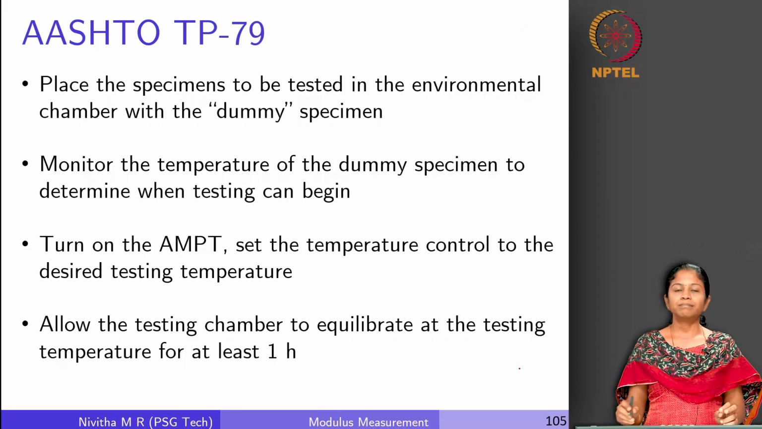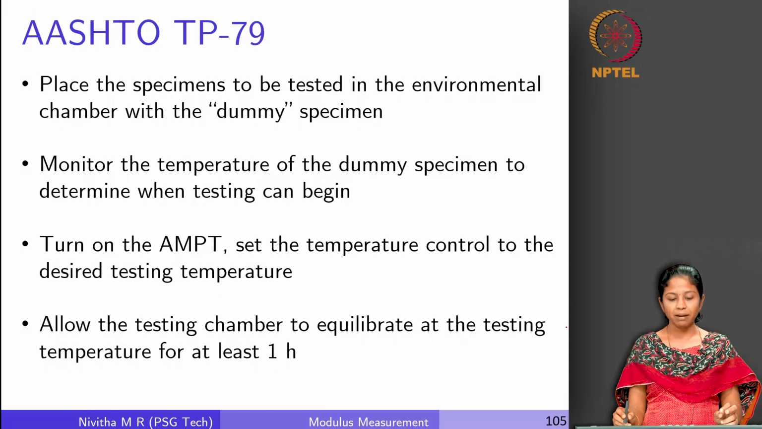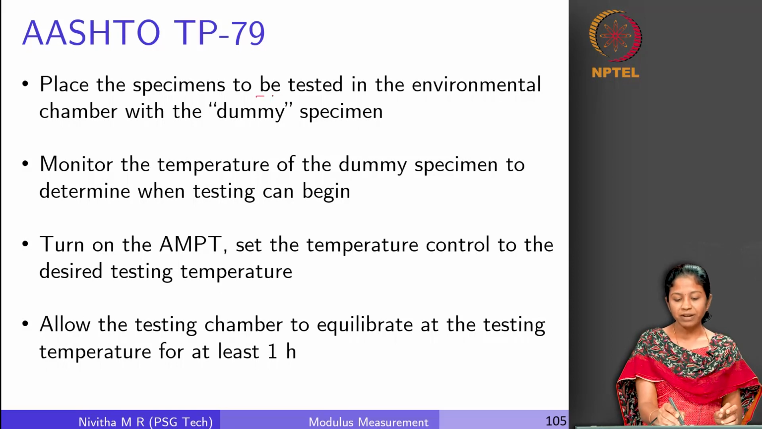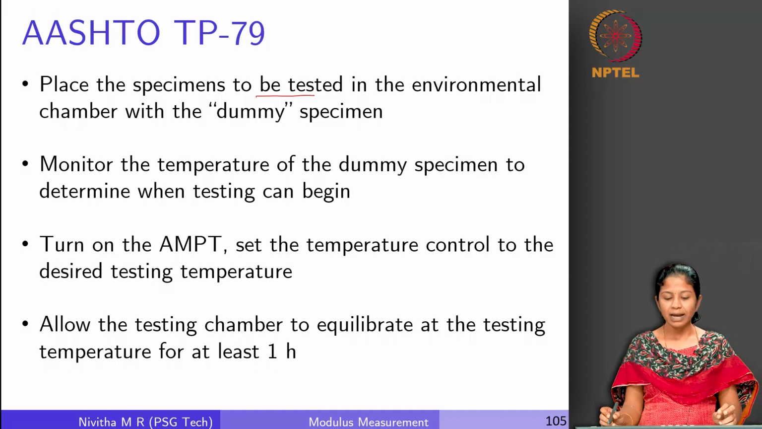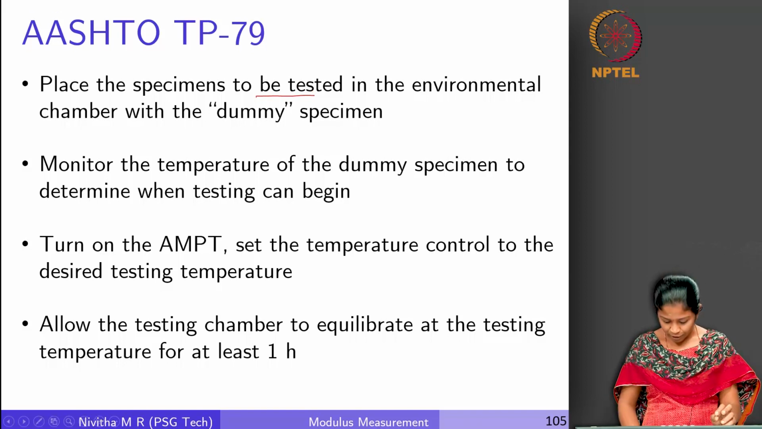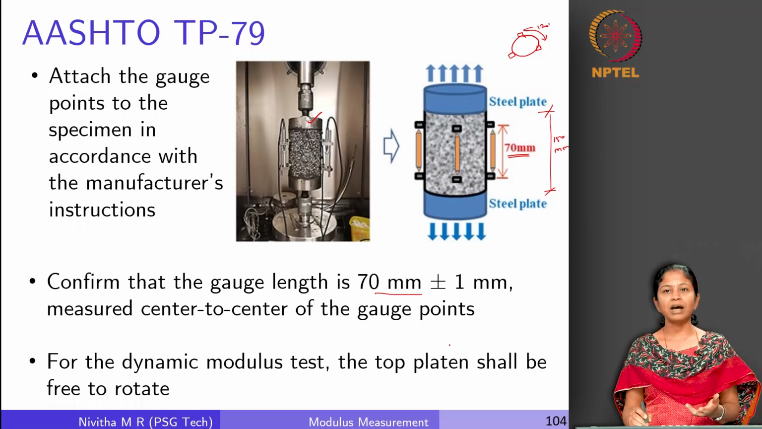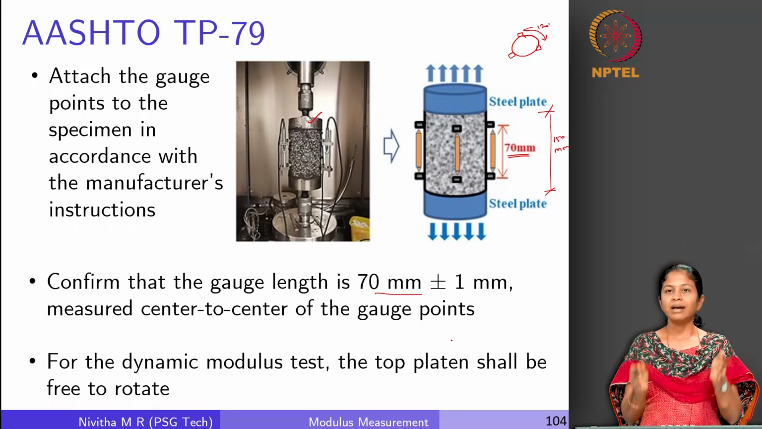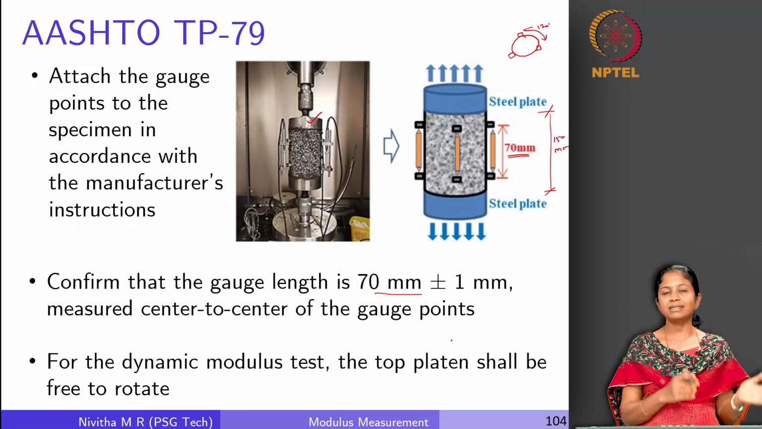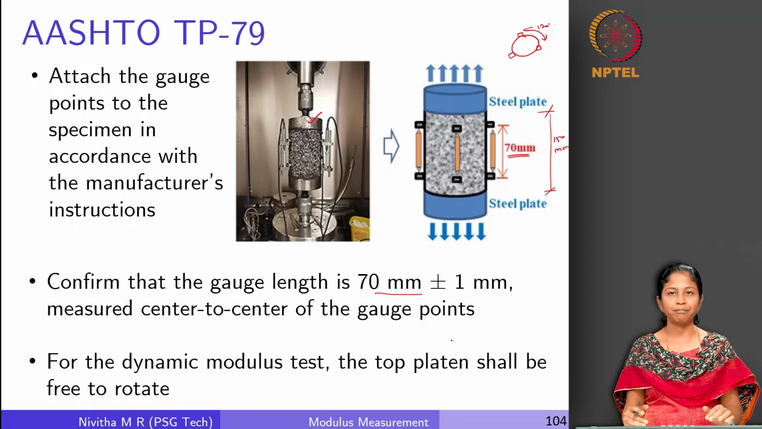Now the conditioning of the sample is again very important here. We have to place the sample to be tested in an environmental chamber. So this dynamic modulus AMPT or ASPT has an environmental chamber to control the test temperature. Before the start of the test, we have to ensure that the test chamber and the sample, both of them are at the test temperature.